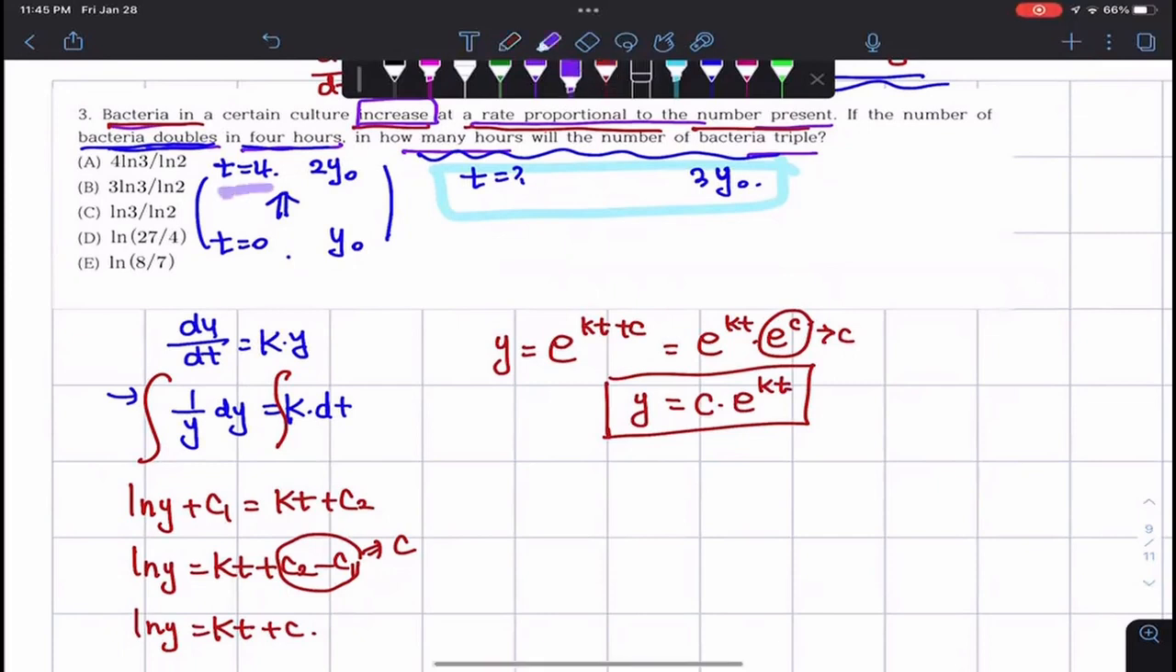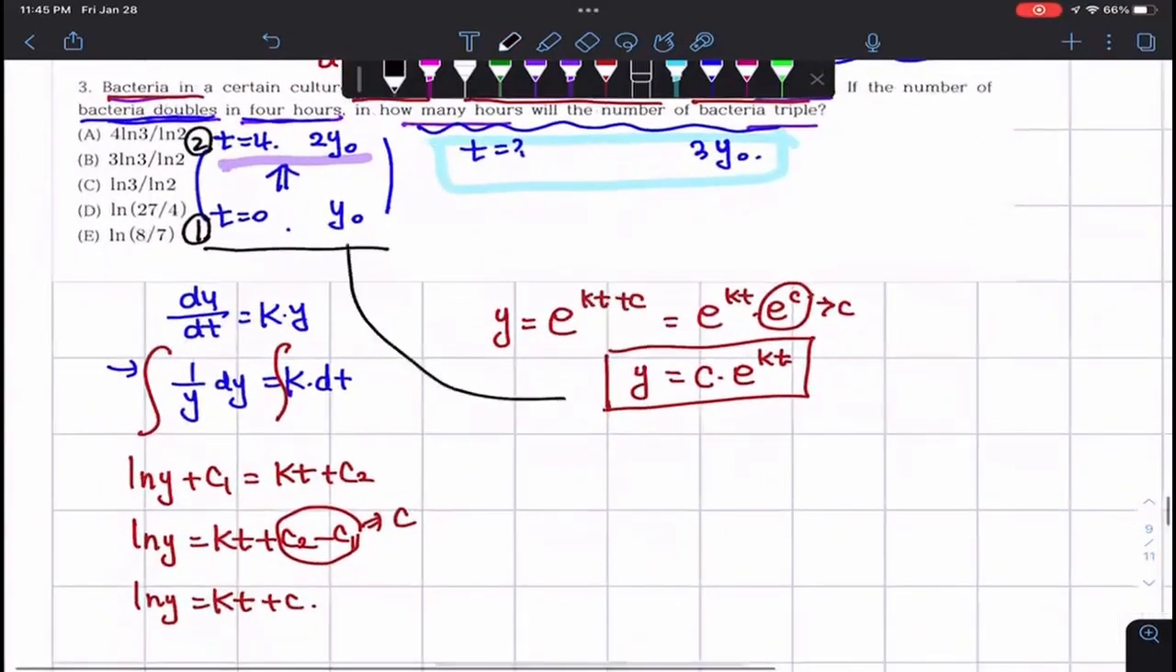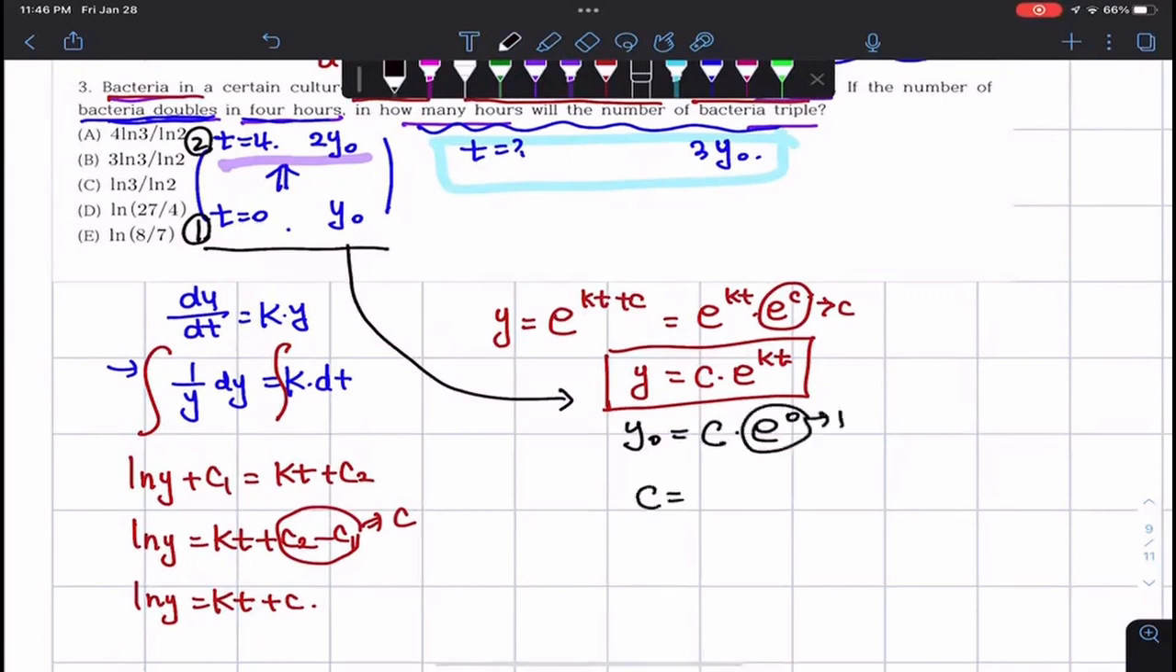Let's use the first assumption and the second assumption. Plug in the first value: y0 equals c times e to the power of 0. This is 1, so c equals y0. Plugging this in, y equals y0 times e to the power of k times t.